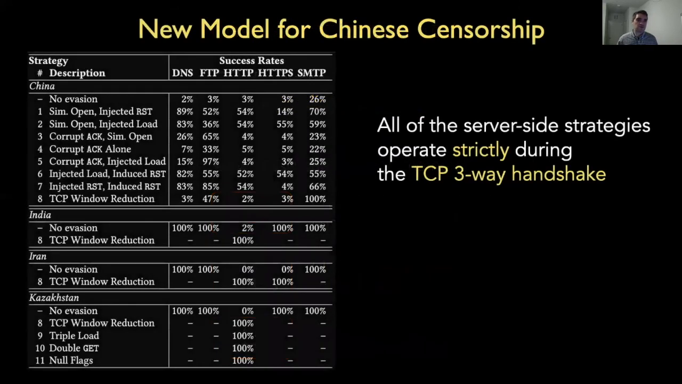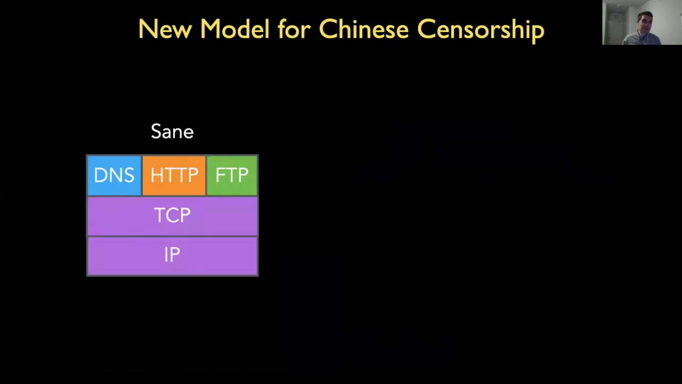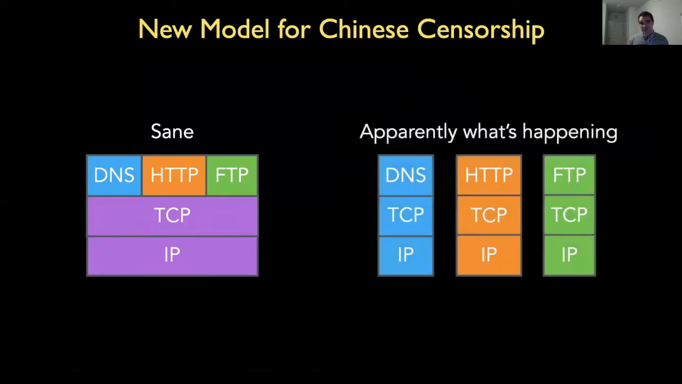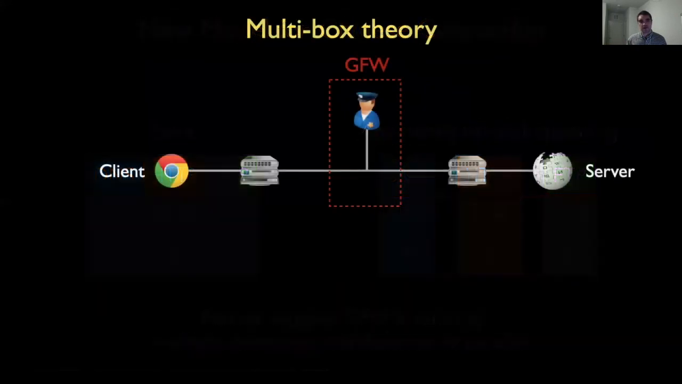And the reason this is so strange is because all of the server-side strategies we're discussing here operate strictly within the TCP three-way handshake, which raises the question, why are different applications affected differently in China? Because we've always tacitly assumed that the Great Firewall of China has this very same separation between transport protocols and application layer protocols. But because we're finding things that operate differently at the TCP stack layer, this suggests that the Great Firewall has different TCP stacks for each protocol, which strongly suggests that the Great Firewall is actually running multiple censorship middleboxes in parallel. And this is this multi-box theory we're presenting.